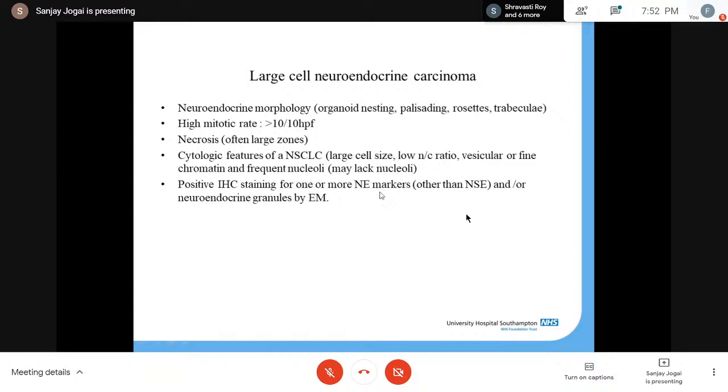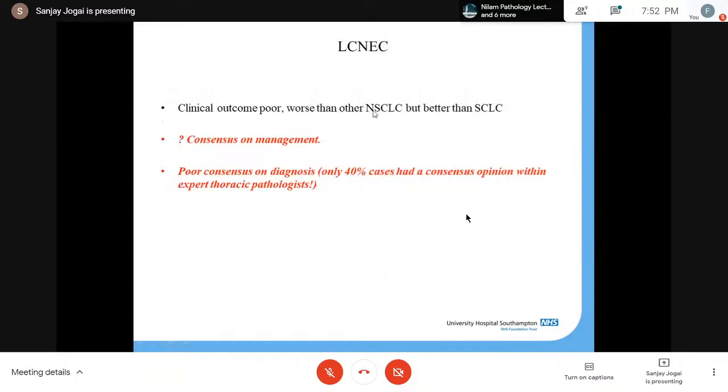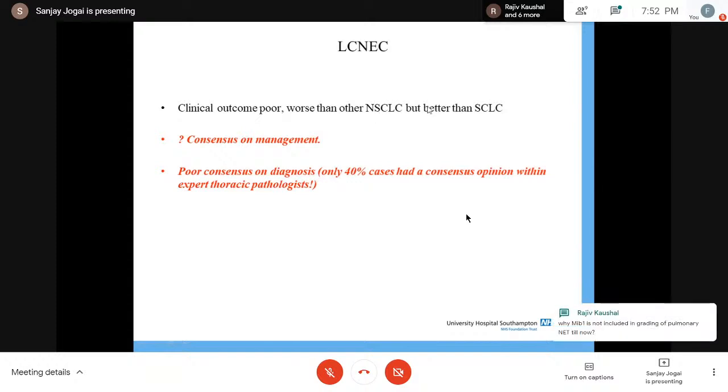Immunohistochemistry is important. You need to see neuroendocrine markers. You can see markers, but it's important you don't just rely on one. Typical markers we tend to do, and I'm sure most of you do, are basically synaptophysin, chromogranin, CD56, and Ki67. Now, the clinical outcome is poor. It's worse than non-small cell, but better than small cell.